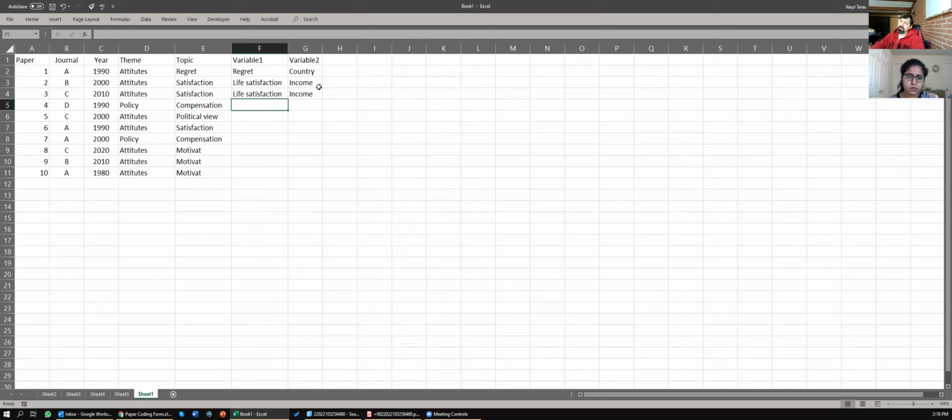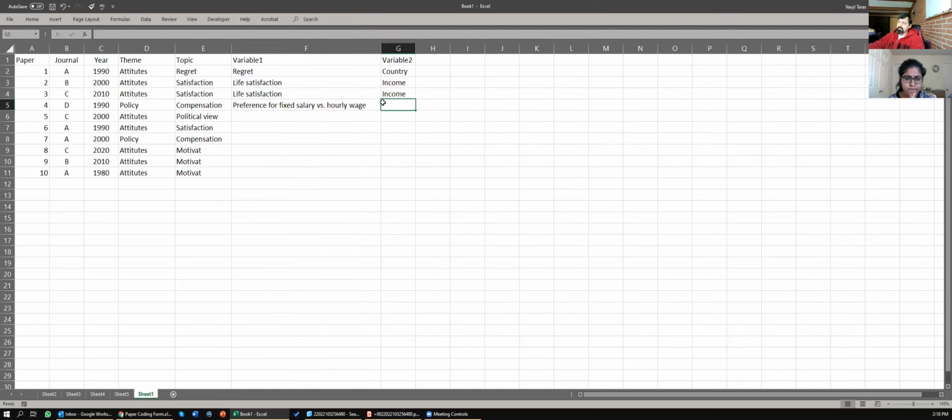Maybe they looked at preference for individual, or maybe for fixed salary versus hourly wage, right? So for example, and let's say they also looked by, I don't know, culture. Looked by, let's say, culture, and maybe we can add here, 5 countries, maybe they compare. So political views, they looked at Republican versus Democrat views, and then maybe, I don't know, by age, for example.